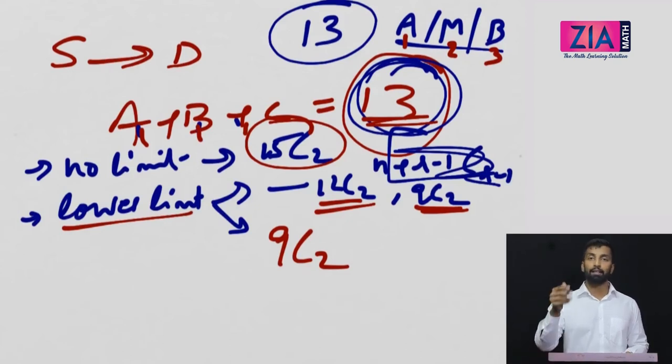Or the question can be, there are 13 identical chocolates, you need to distribute among 3 people, A, B, C. A should get at least 1, B should get at least 2, C should get at least 3. Then also you will distribute 1 to A, 2 to B and 3 to C. See what is left out. 7 left out, you can distribute in this way. Then it becomes a no limit question.